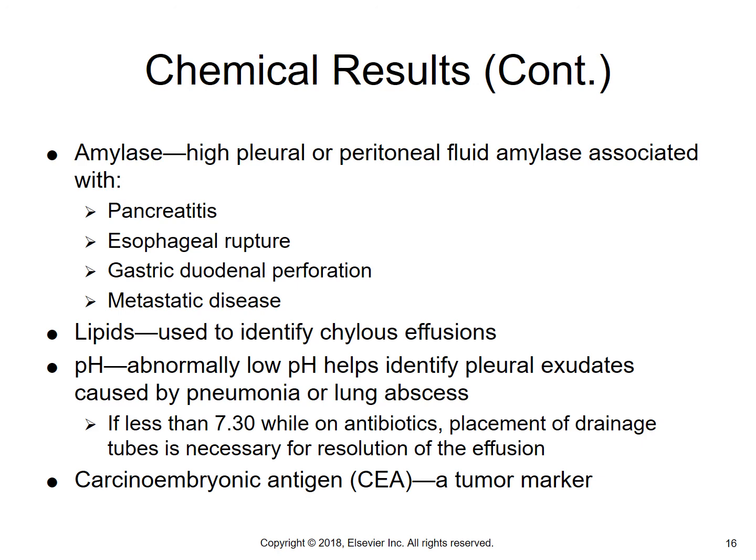Now the pH is helpful when identifying patients with some kind of parapneumonic effusion or an exudate caused by pneumonia or some kind of lung abscess that definitely requires an aggressive type of treatment. And CEA is a tumor marker to determine if there's any kind of metastases happening in the body.